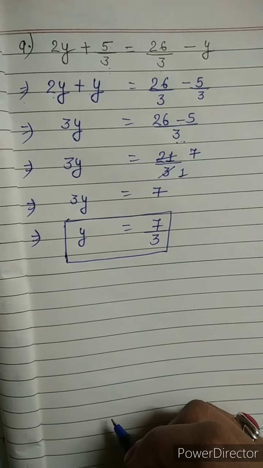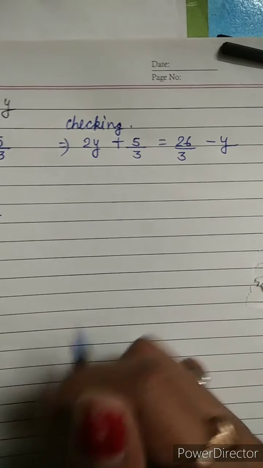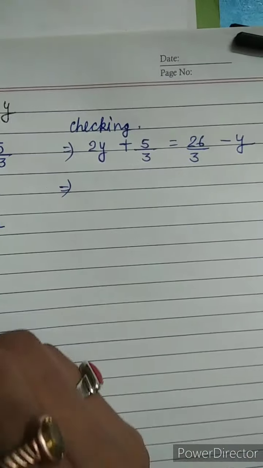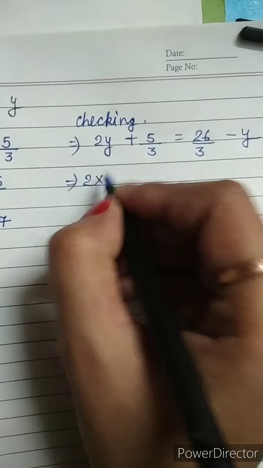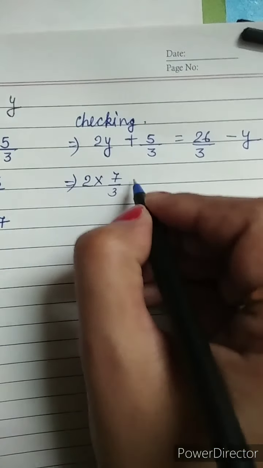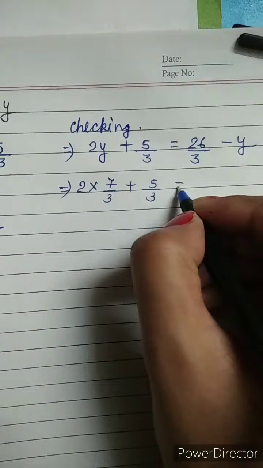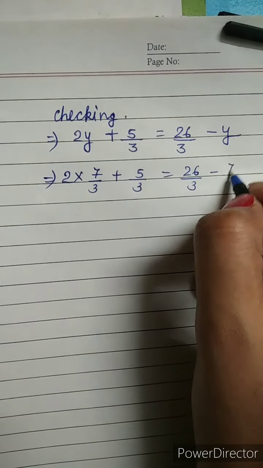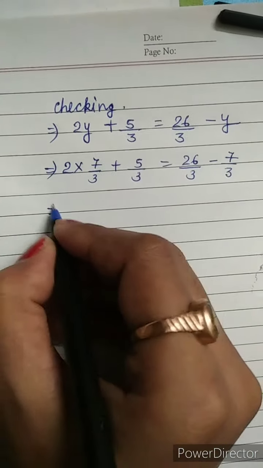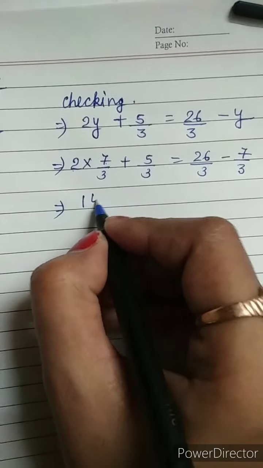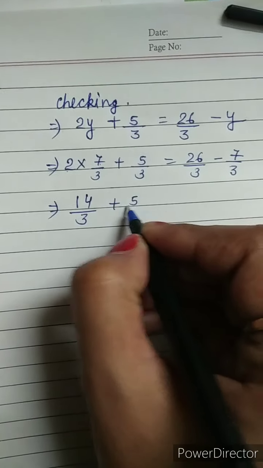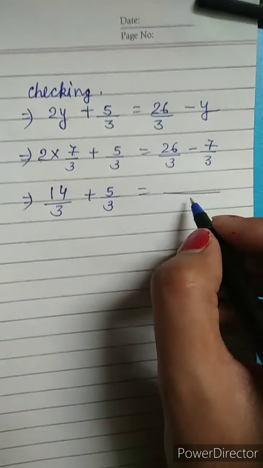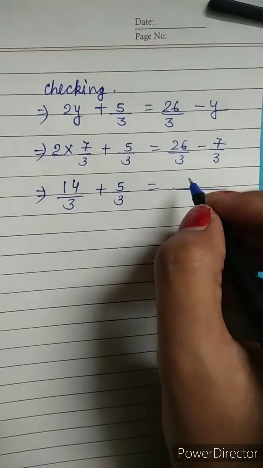Now we will check its answer. For checking, firstly we have to write the question. On the place of y we have to put 7 by 3. So 2 times 7 by 3 plus 5 by 3 is equal to 26 by 3 minus 7 by 3. Here 2 7s are 14 by 3, 5 by 3 as it is. Since we have the same denominator 3, it will come one time.